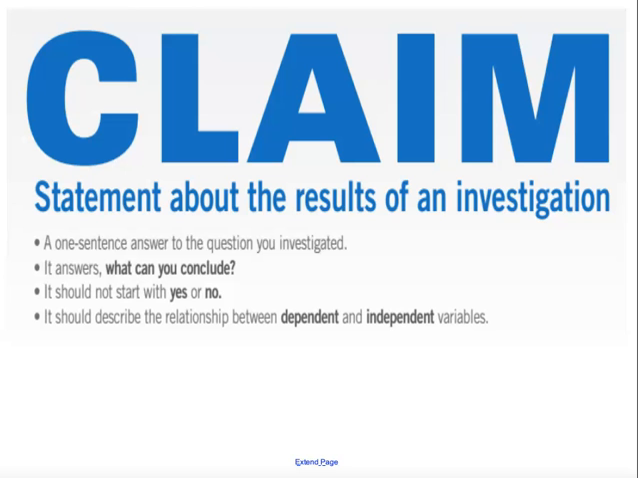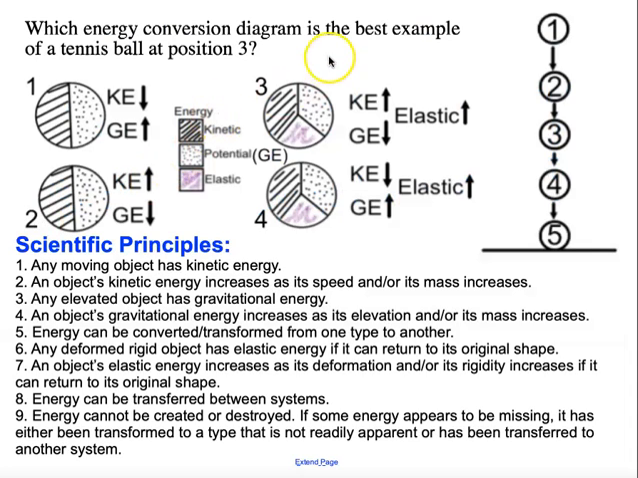So remember, a claim is a statement about the result of an investigation. And a claim is just one sentence long. Every once in a while I'll have someone write me a full-size paragraph for the claim. No, just one sentence. So what is your sentence going to be about? Well, you're going to answer this question: which energy conversion diagram is the best example of a tennis ball at position 3?